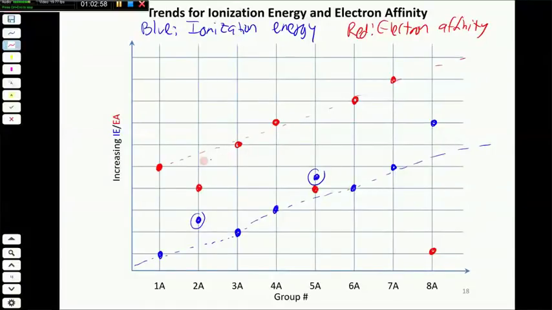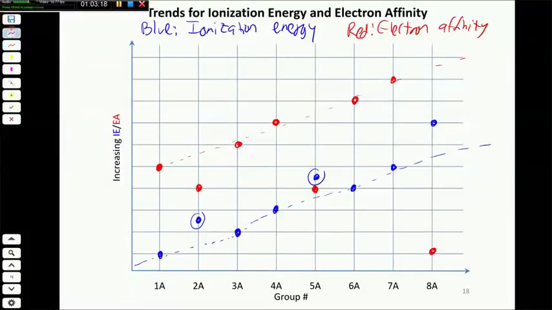But again, there are these breaks in the trend at both group 2A and 5A, but they go in opposite directions. The ionization energies are higher at group 5A and group 2A than you expect them to be. The electron affinities are lower in those groups than you would expect them to be. But they occur in the same spot in the periodic table. Alright, so any questions on that?